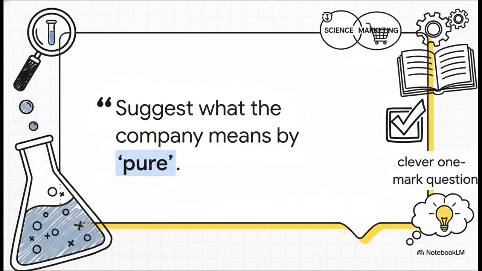This is a really clever 1-mark question. From the data, we already know the water isn't chemically pure, right? It's got ions in it. So this question is really testing if you understand that words can have different meanings in science versus, say, on a bottle of water. Now, check this out.